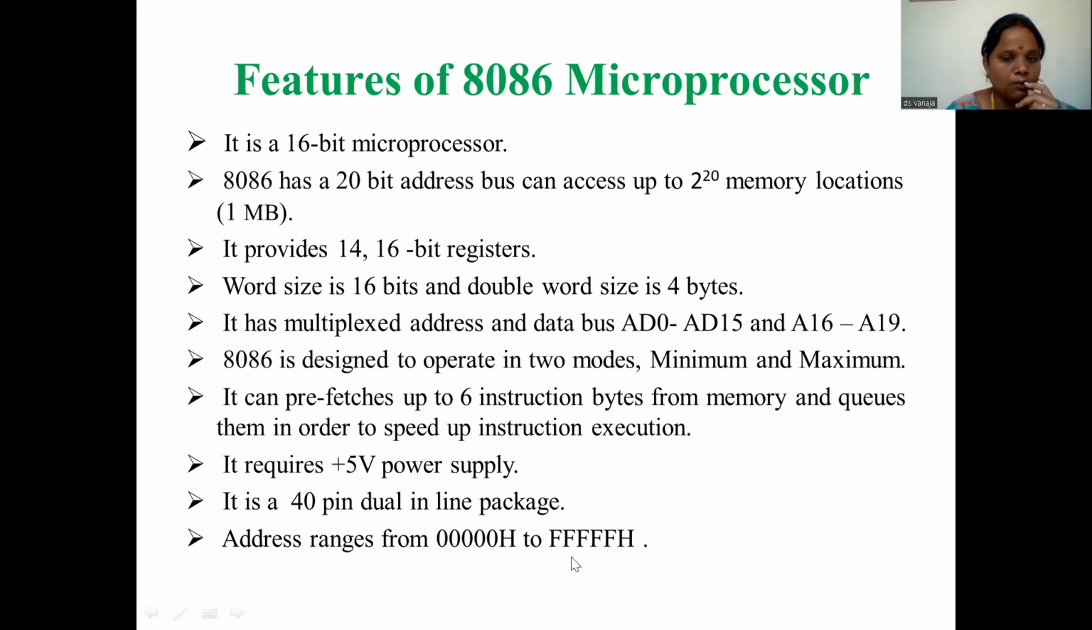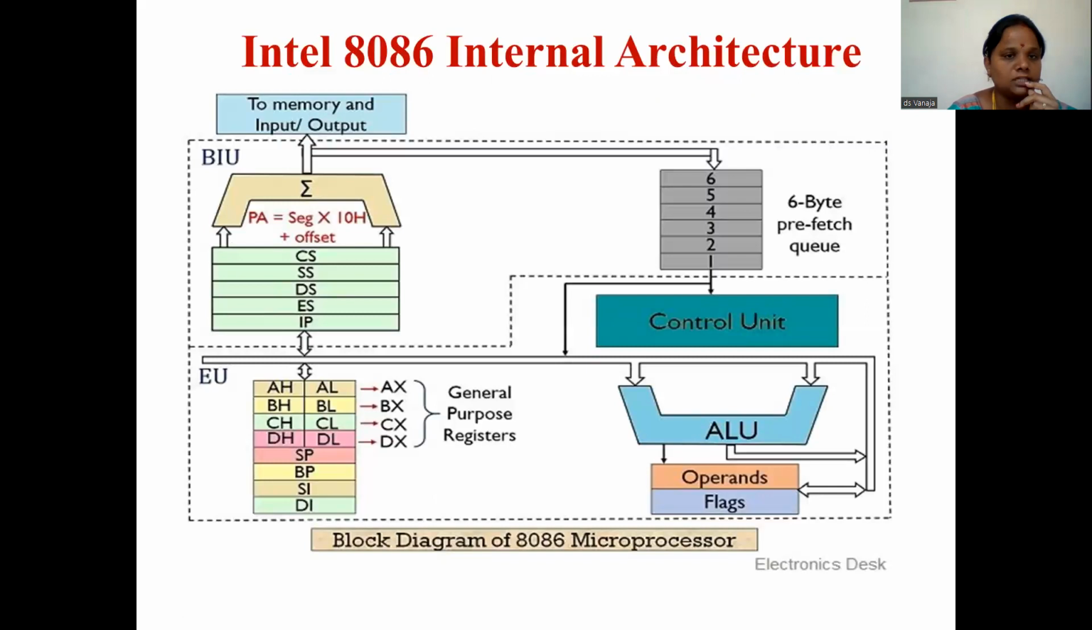Now we will see the actual block diagram, that means the internal architecture of the 8086 processor. If you see this internal architecture, it mainly consists of two blocks. One is the bus interface unit and another one is the execution unit.